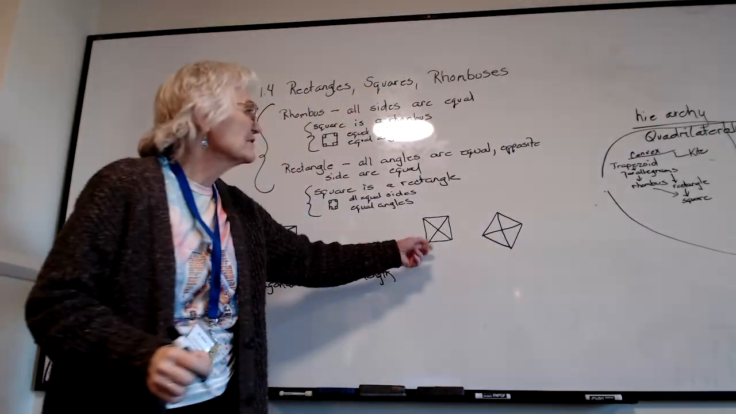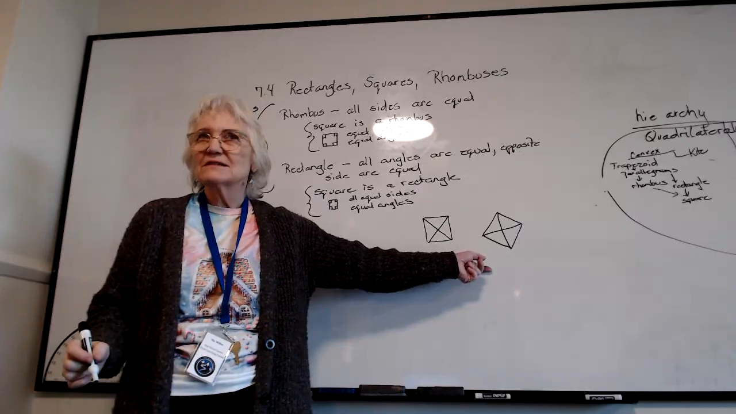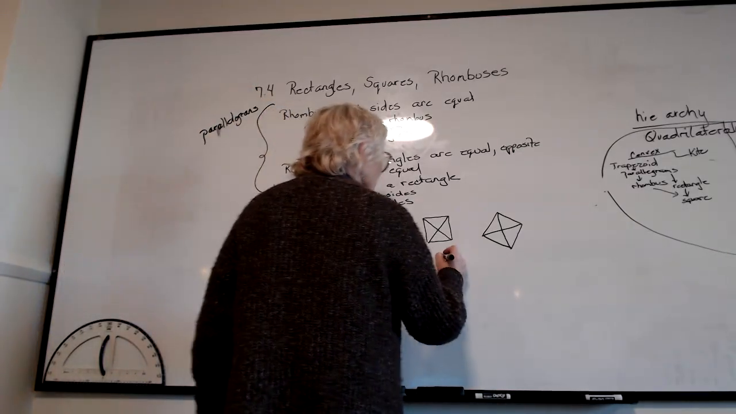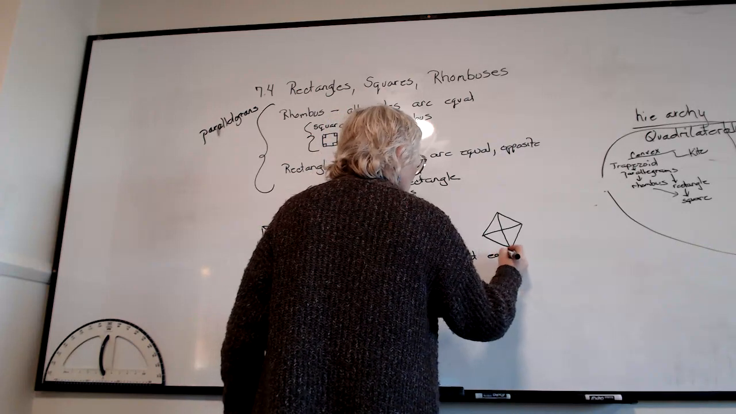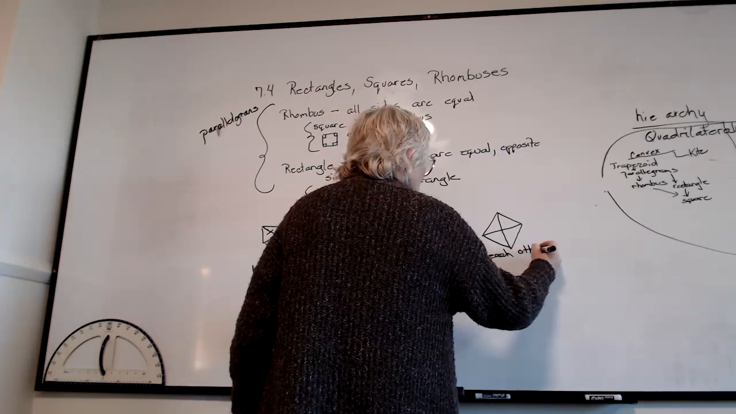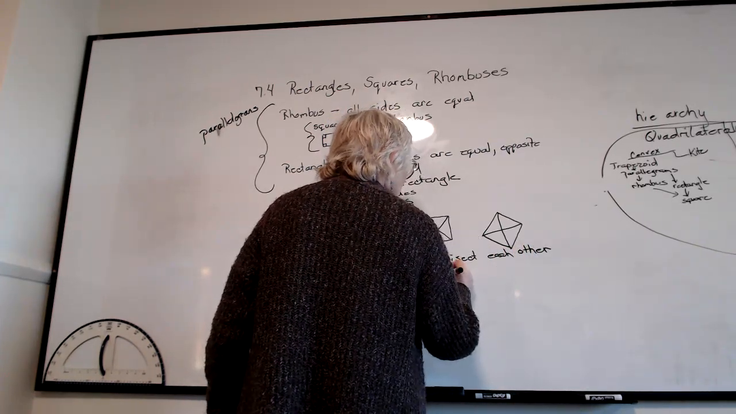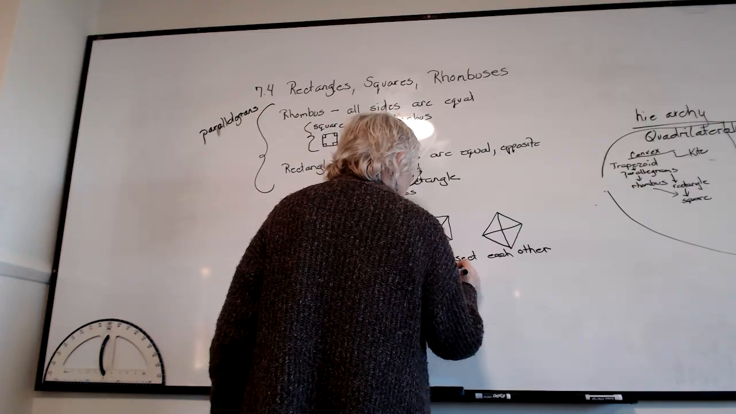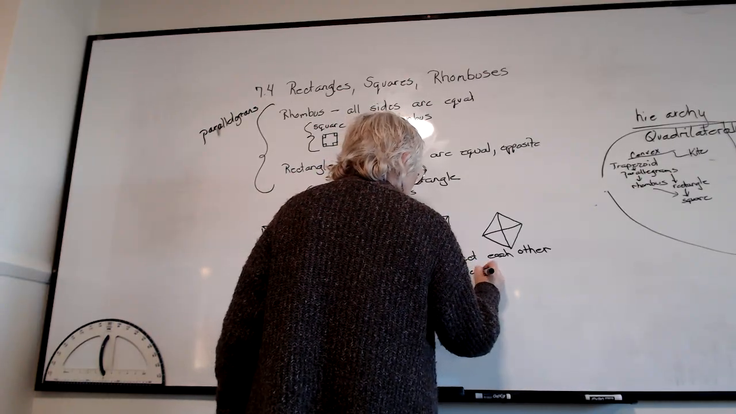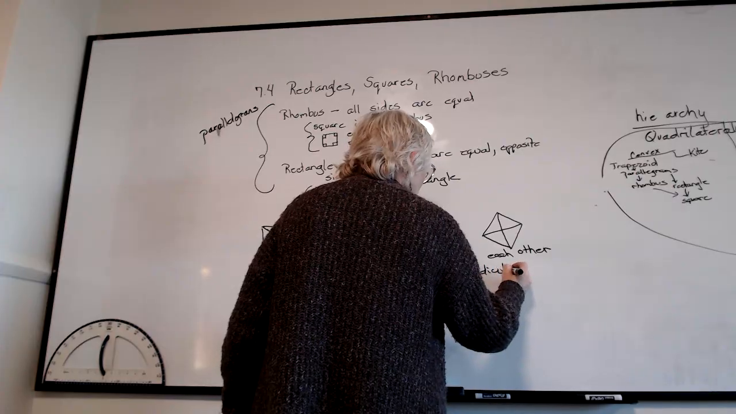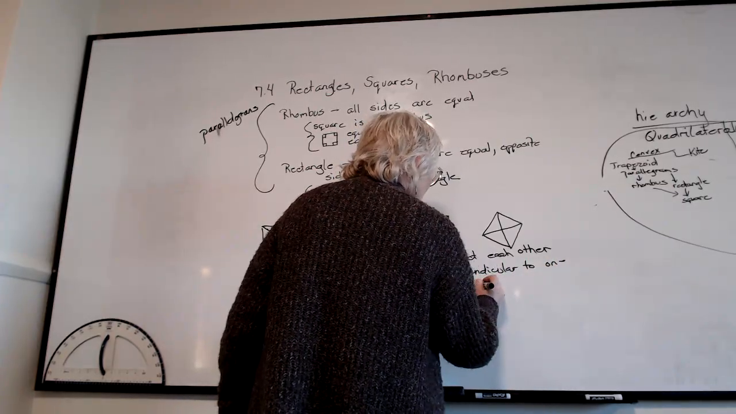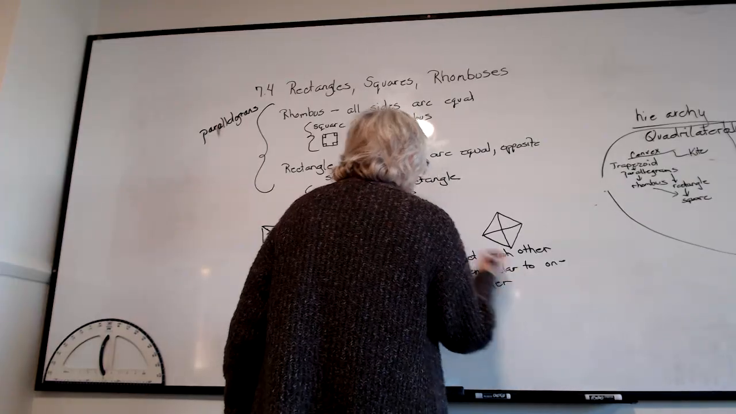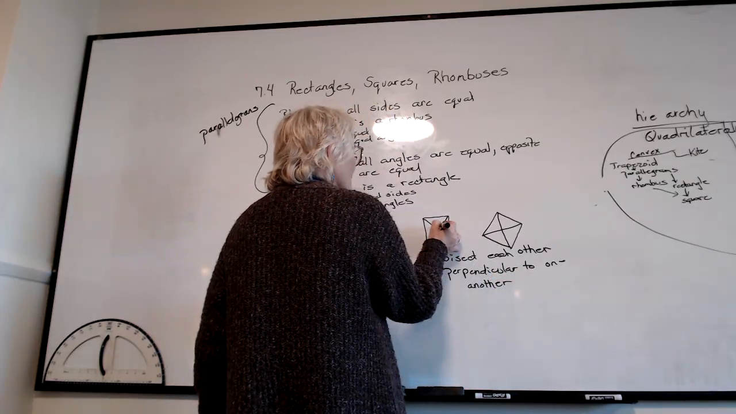Okay, in a square or a rhombus, the diagonals bisect each other, and they are perpendicular to one another. So in here they form right angles.